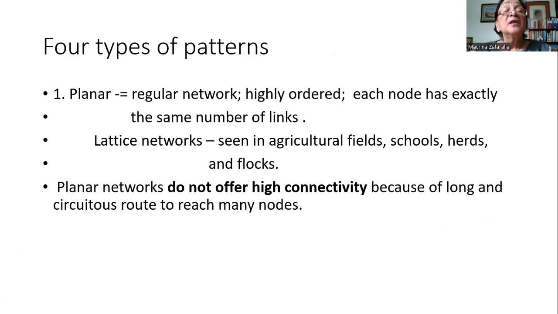We have the planar network. This is a regular network. It is highly ordered, and each node has exactly the same number of links. Under this planar network, we have what we call lattice networks. This can be seen in agricultural fields, schools, herds, and flocks. Planar networks do not offer high connectivity because of the long and circuitous route to reach many nodes.